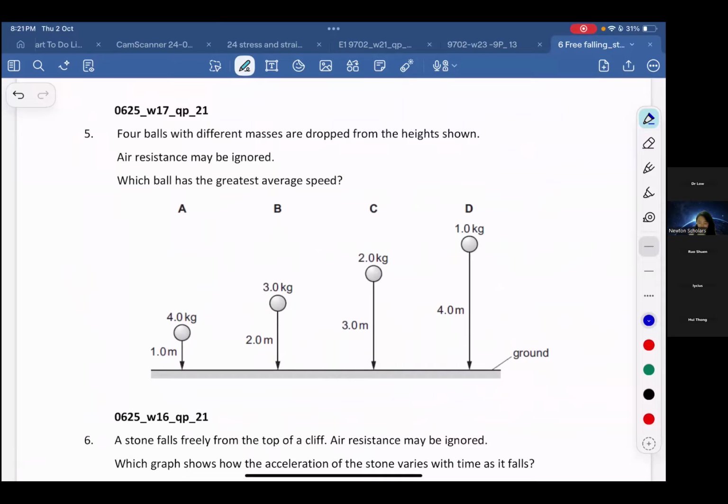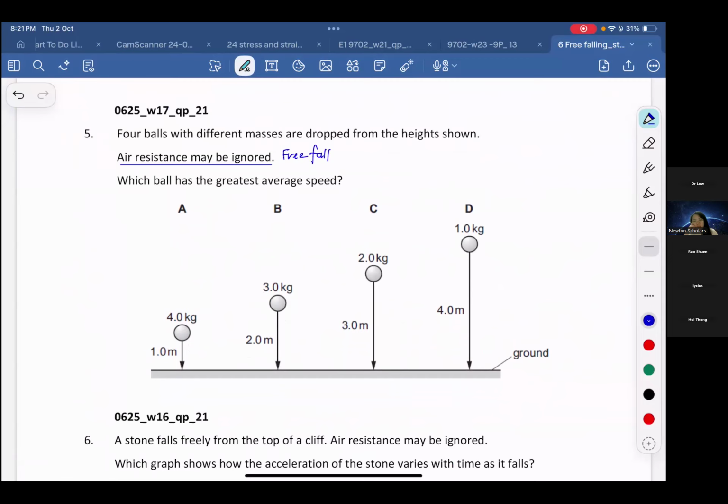4 balls with different mass drop from the same height. Air resistance can be ignored. So again, this is a free fall question. Which ball has the greatest average speed? A, B, C, D. Which one, just before touching the ground, will actually have the greatest speed?